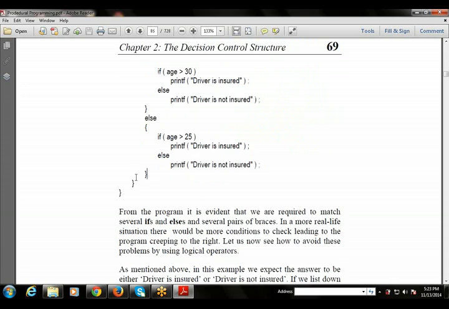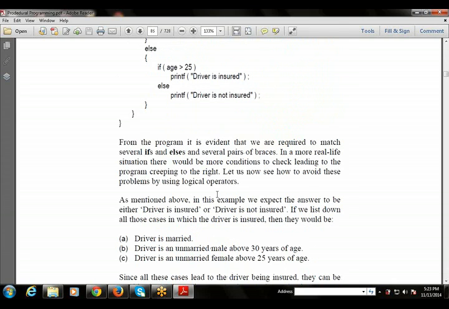So these are the various curly braces that are used. From the program, it is evident that we are required to match several ifs and elses and several pairs of braces. In a more real-life situation, there would be more conditions to check, leading to the program creeping to the right. Let us now see how to avoid these problems, that is, how to avoid these curly braces by using logical operators instead of the multiple if and else parts.